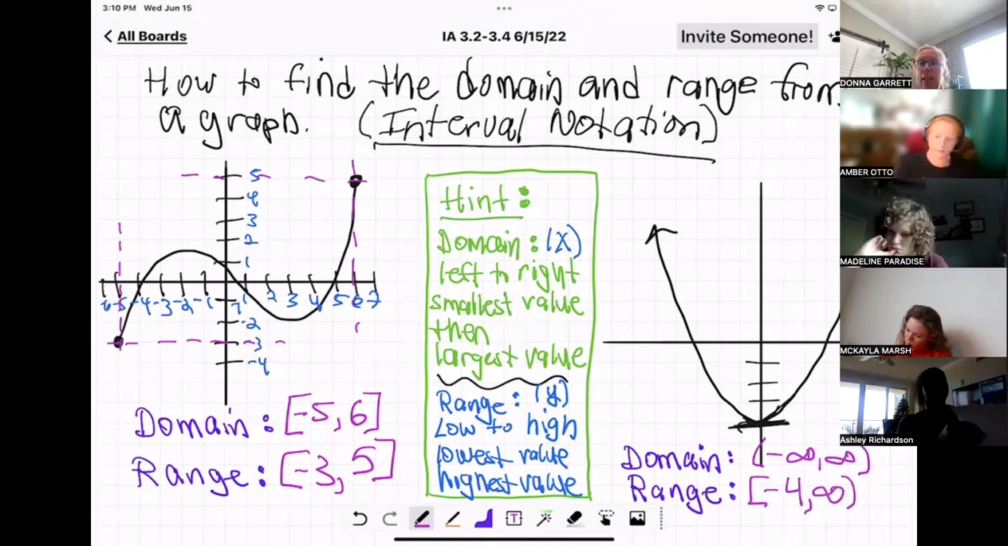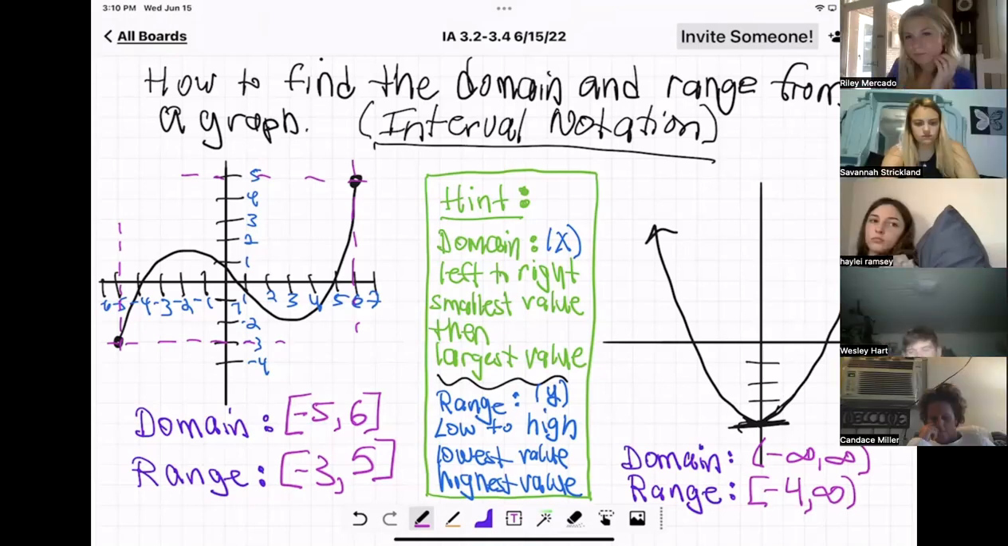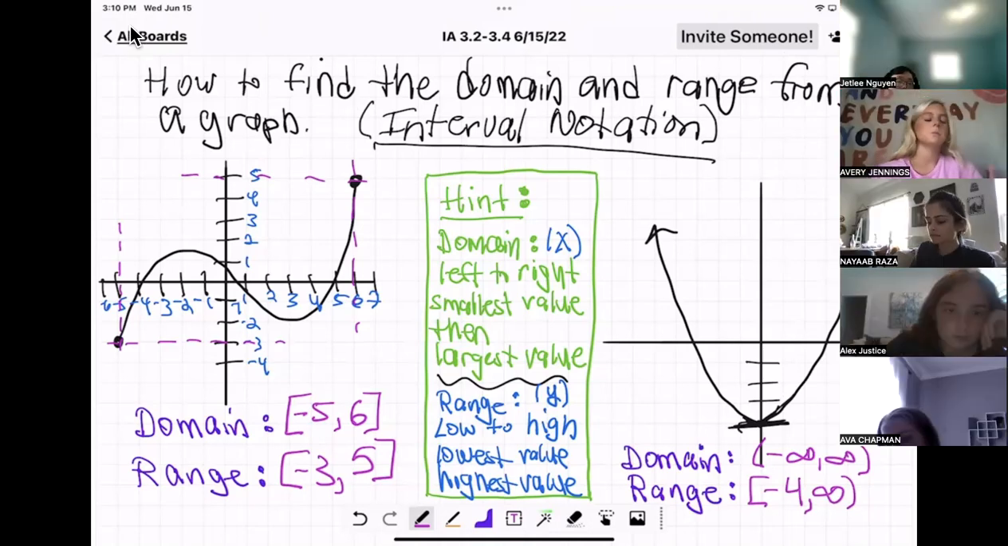So I see you guys stop writing and keep going. I'd like to watch your faces. I see some people done, some people still writing. I'm going to scoot down. We're going to do two more graphs, domain and range.